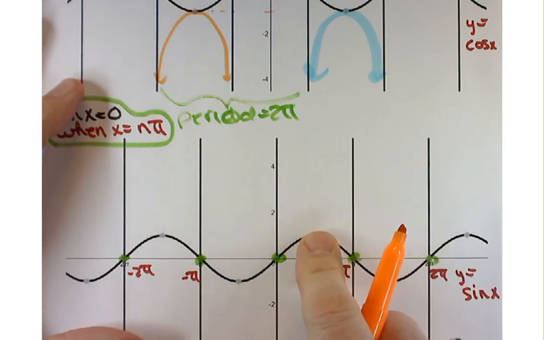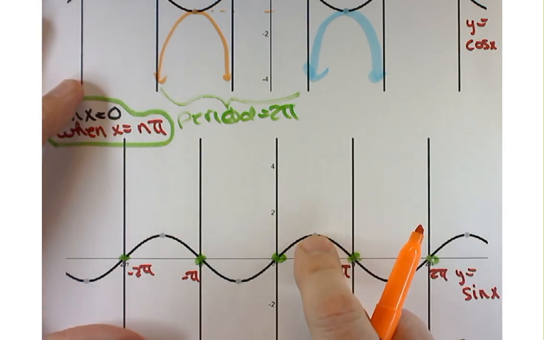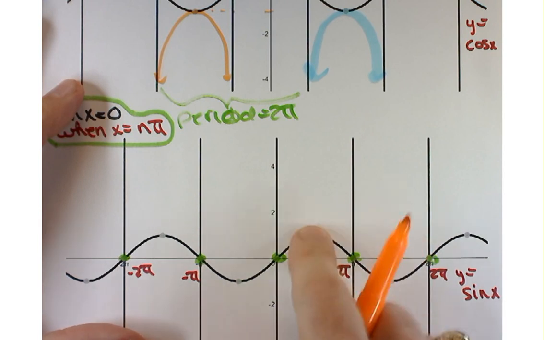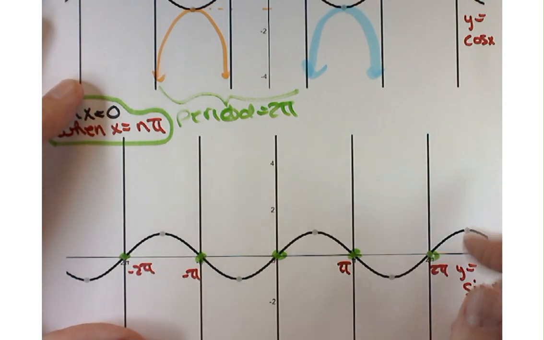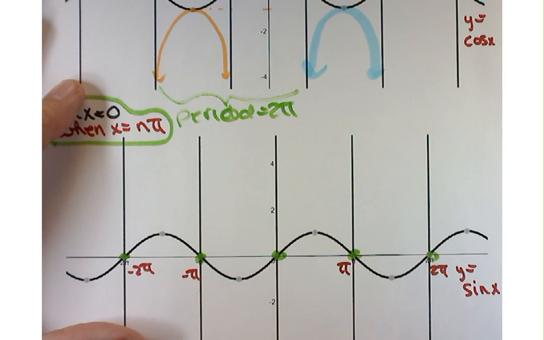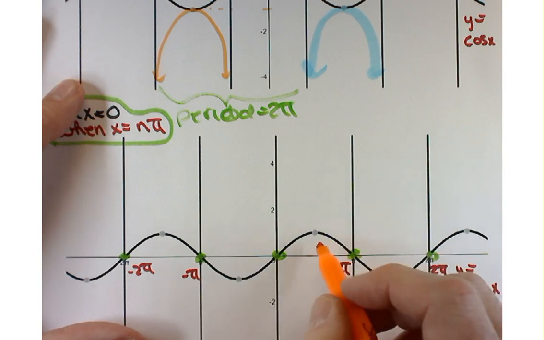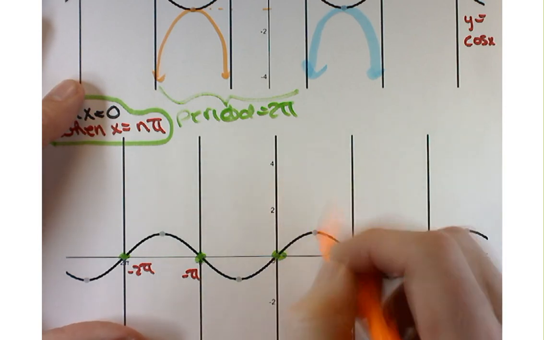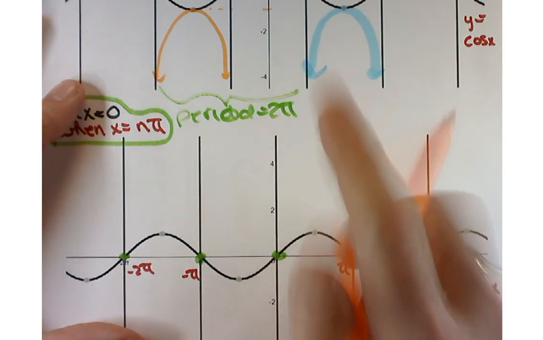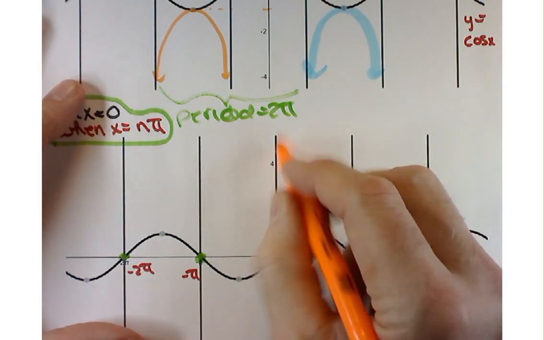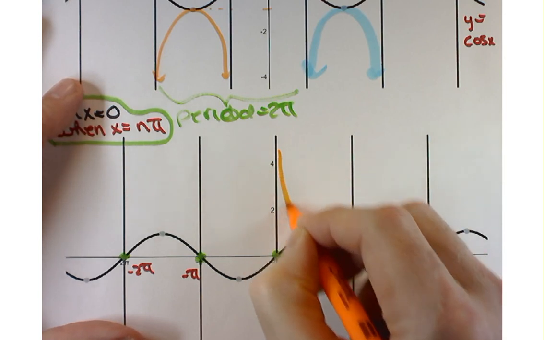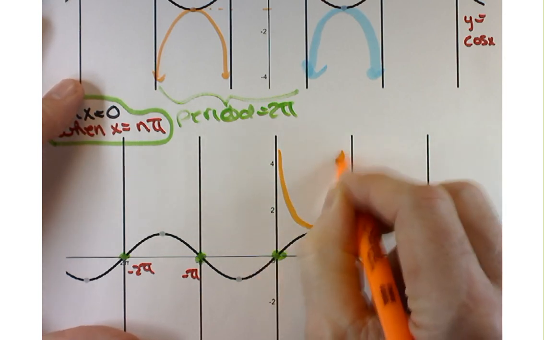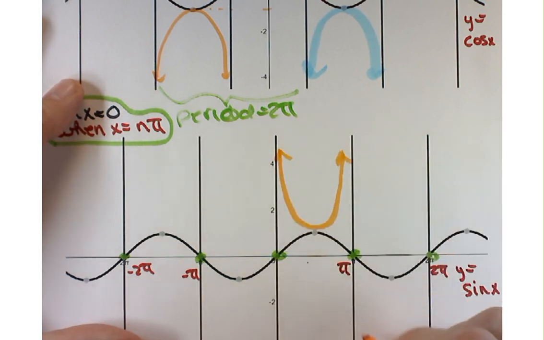So from here, which way should I draw a cup? Should I draw it facing down or facing up? Which way? What do you think? Up. Yeah, it's always going to face in the direction that this kind of points, or maybe the opposite direction, depending on how you want to think of it. So there, and then this one's going to be down.